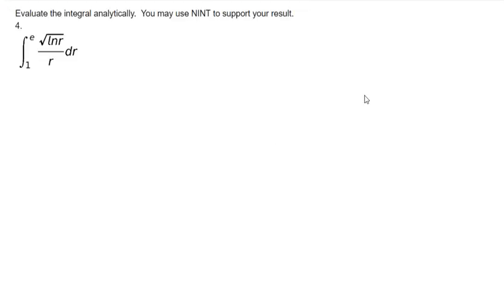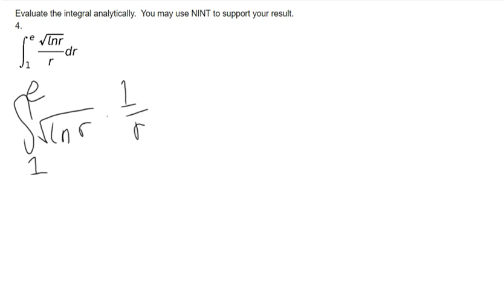Our first problem here is evaluating a definite integral. We've been asked to integrate from 1 to e the square root of natural log of r divided by r dr. And the first thing I'm going to do is rewrite the integrand a little bit. I'm going to say this is the integral from 1 to e of the square root of the natural log of r times 1 over r dr. These are the same thing.